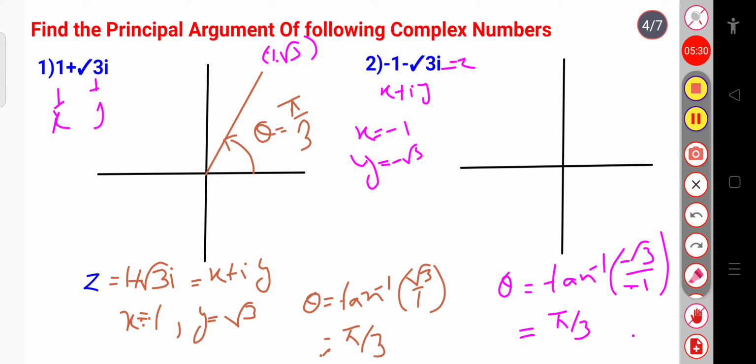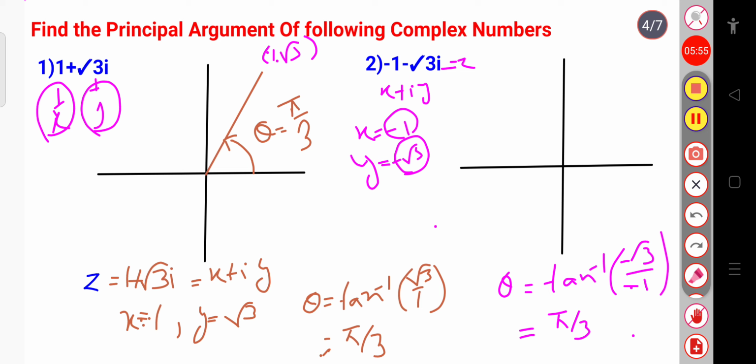Why? Because the value of x and the value of y, that is 1 and root 3, are both positive, so they will lie in the first quadrant. But in the second question, x is negative as well as y is negative. Since they are both negative, they will lie in the third quadrant and the angle is pi by 3.